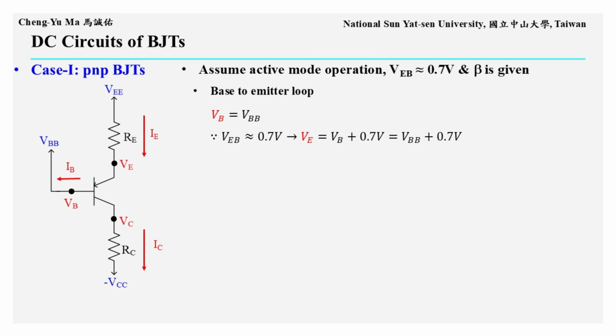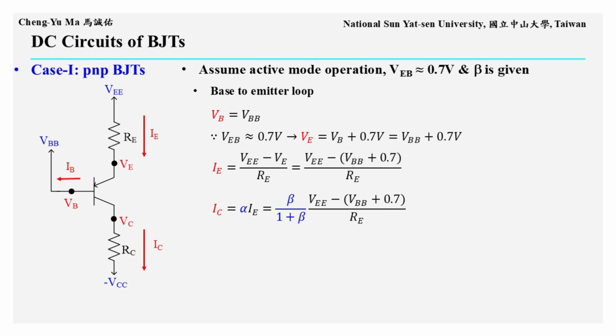First, VB equals VBB. Since VEB is approximately 0.7 volts, VE equals VB plus 0.7 volts. Therefore, VE equals VBB plus 0.7 volts. Once VE is found, we can calculate IE.